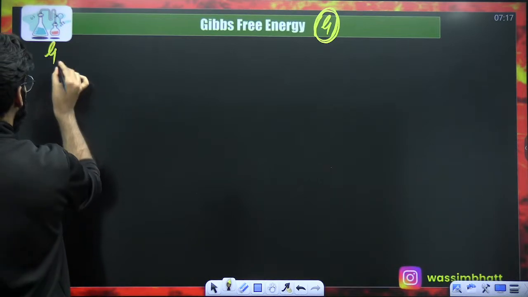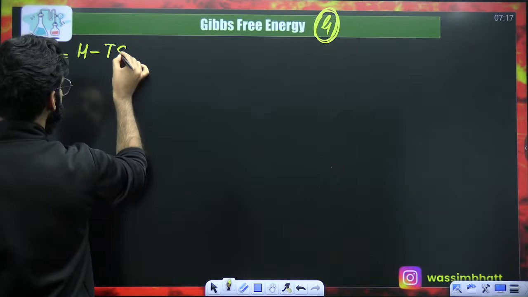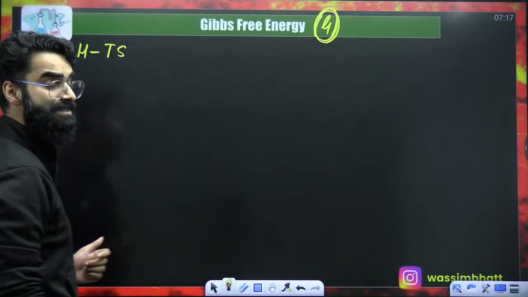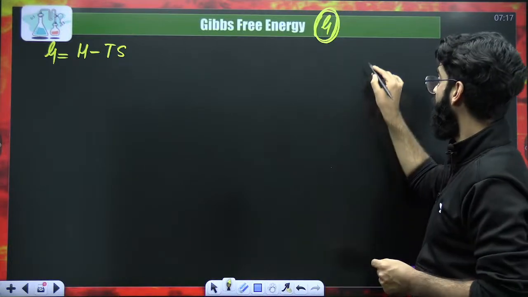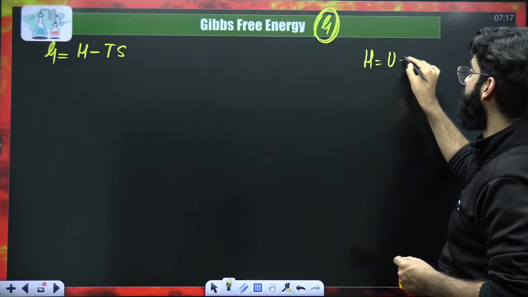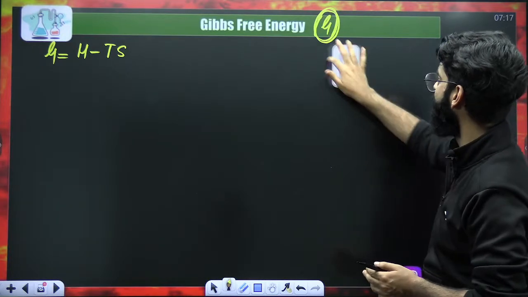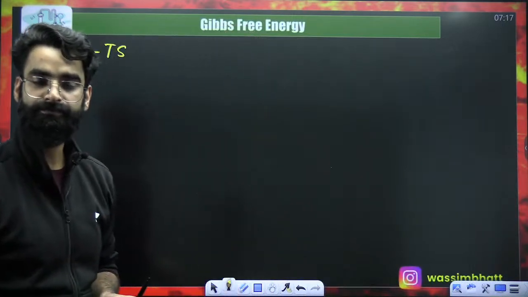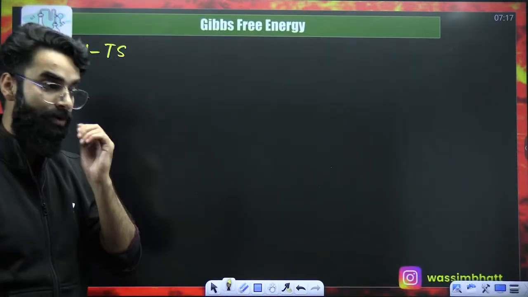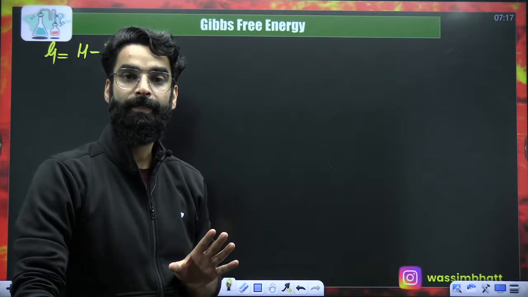Which is denoted by G. And G is equal to H minus TS. H is enthalpy, T is temperature, S is entropy. G is equal to H minus TS. If you remember, the way we introduced H was U plus PV. U plus PV we called as H. And similarly, H minus TS we are directly calling as G, the Gibbs function. Right? So, by introducing the Gibbs function, what happens?